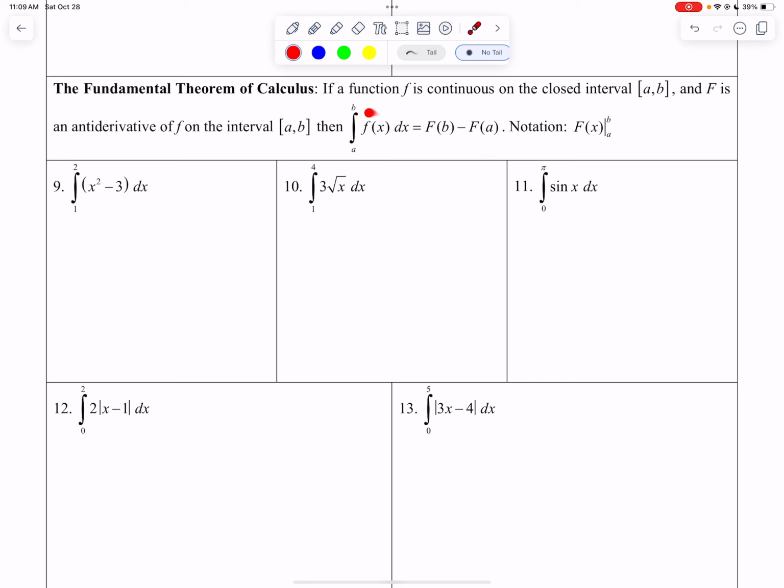So we have our function. We're going to take the antiderivative of it, and then we're going to see what big F of b is and what big F of a is, and then we're going to subtract it.